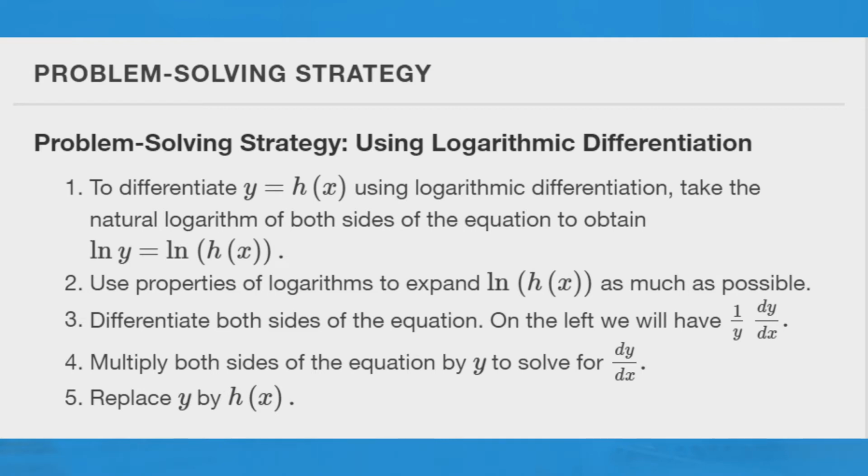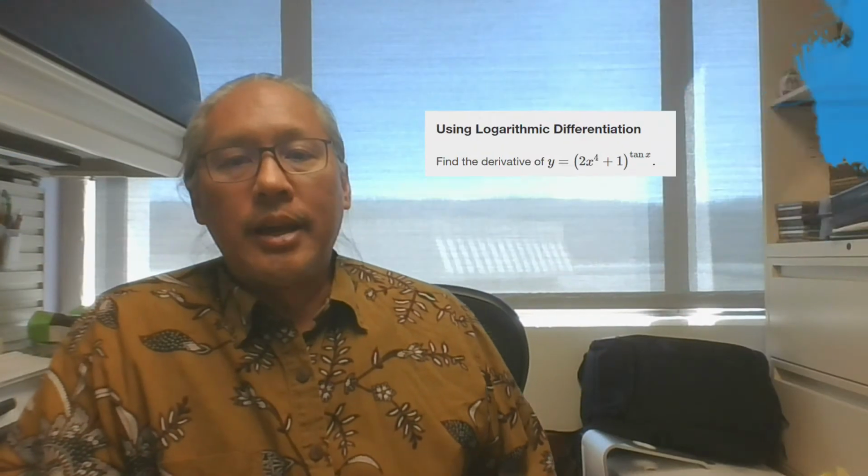And as a last step, or second to the last step in step 4, since the left hand side is 1 over y dy dx, you want to multiply both sides by y, and then at the very last step you replace y by h of x, because that's what the original problem was. All right, let's take a look at a couple of examples.